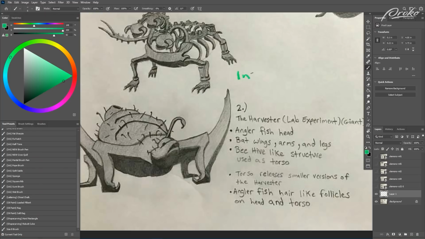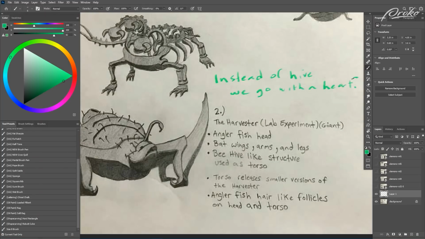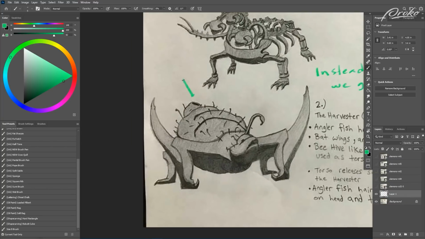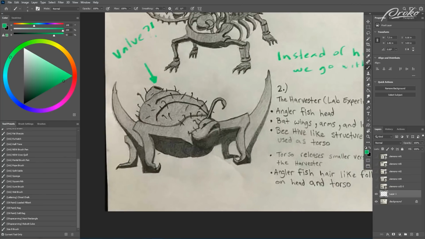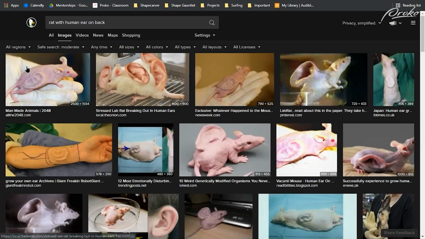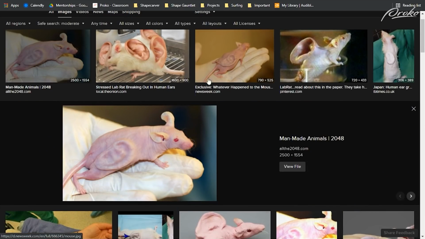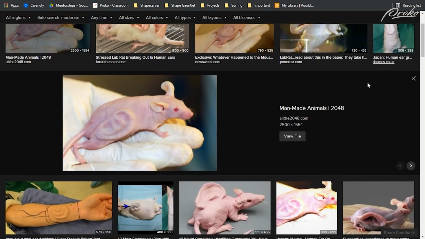What about instead of a hive, we go with a heart? This to me looks kind of like a valve in a heart, and that's kind of interesting because there was some experiment done with people growing body parts on rats. Anyways, that's real. That really happened. It's disgusting. But that gets me thinking that could be a somewhat adjacent idea.